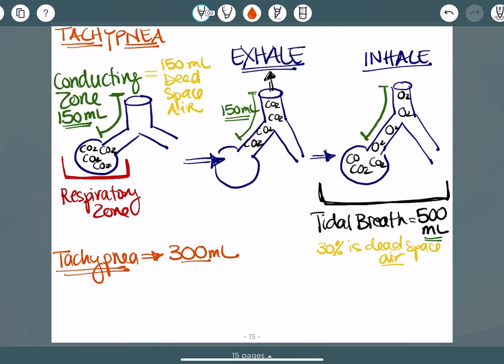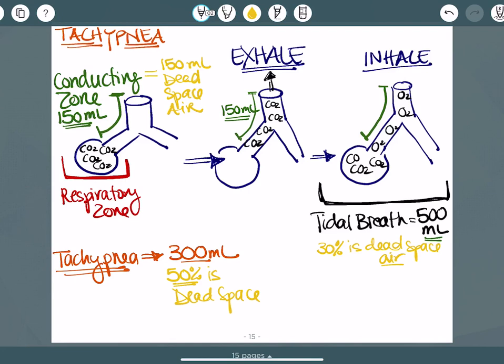If our tidal breath is now 300 milliliters, that means that 50% of the air that we're breathing in is just dead space air. Air that has not participated in gas exchange. We're using an incredible amount of respiratory muscle strength and energy just to move dead space air up and down and up and down and up and down.